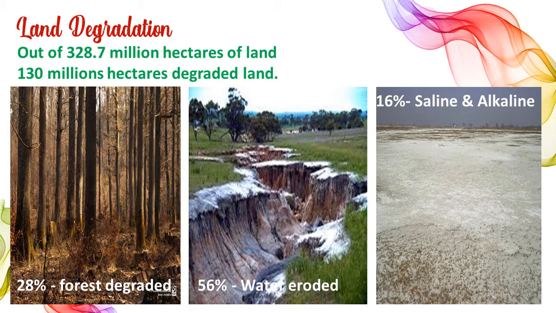28% of land is degraded due to deforestation and 56% of land is degraded due to water erosion. It means water logging and excessive or heavy rainfall. 16% of land is degraded due to saline and alkaline deposits. It is also because of water logging and excessive use of chemical fertilizers. What is the meaning of water logging? Water logging means providing more water than required.